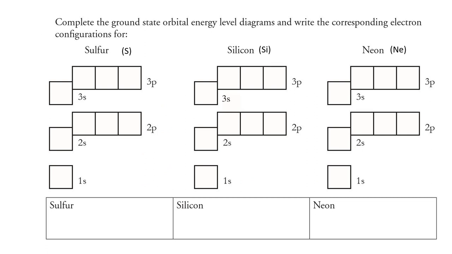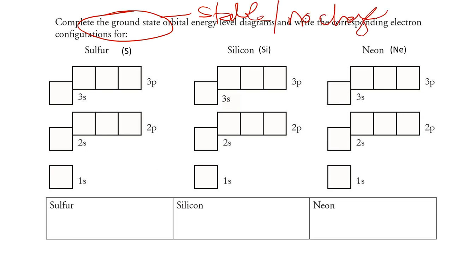So complete the ground state orbital energy level diagram and write out the configuration. So this just means we have to look at our number of electrons in all of these elements, assuming they're ground state. So ground state just means that they're stable, no charge, so they're not positive or negative, they're just what it is. That means your number of protons equal your number of electrons. So sulfur is S, there's a total of 16 electrons or protons. So that means if it's a ground state, it's also 16 electrons.